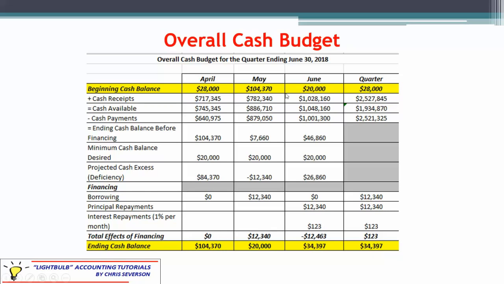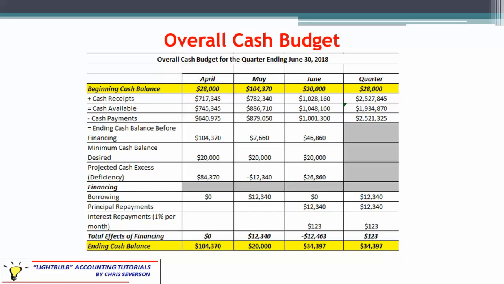Then we're going to bring in our cash receipts for each of these months from the cash receipts budget that we've already talked about. That tells us the cash we have available for any given month, but then we have to subtract out the cash payments or cash disbursements from that budget, and that'll give us an ending cash balance before considering any financing effects.